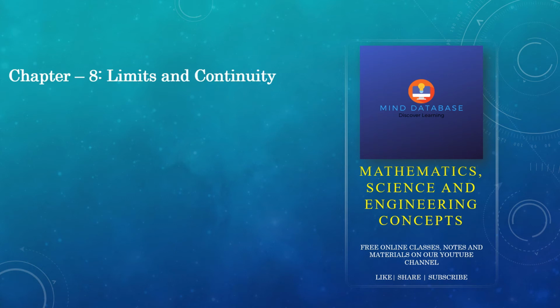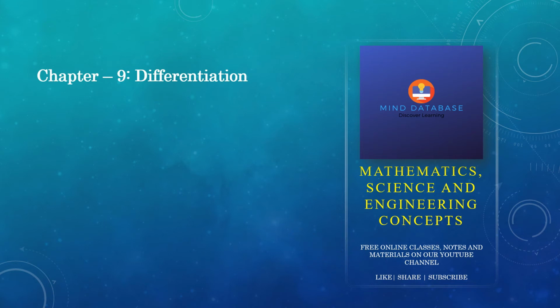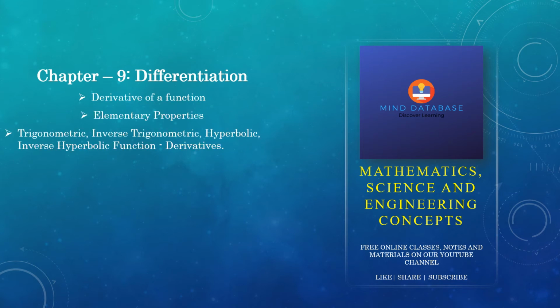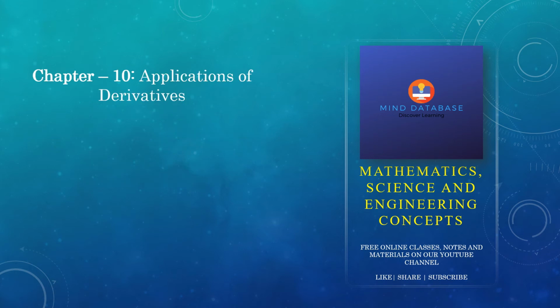Chapter 8, Limits and continuity. In this chapter, we'll learn about intervals and neighborhoods, limits, the most important topic, standard limits, continuity. Chapter 9, Differentiation. In this chapter, we'll learn about derivative of a function, elementary properties, trigonometric, inverse trigonometric, hyperbolic, inverse hyperbolic functions and their derivatives, methods of differentiation, second order derivatives, and Chapter 10, Applications of derivatives.